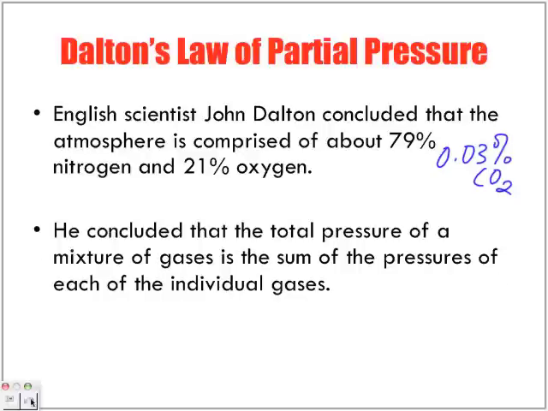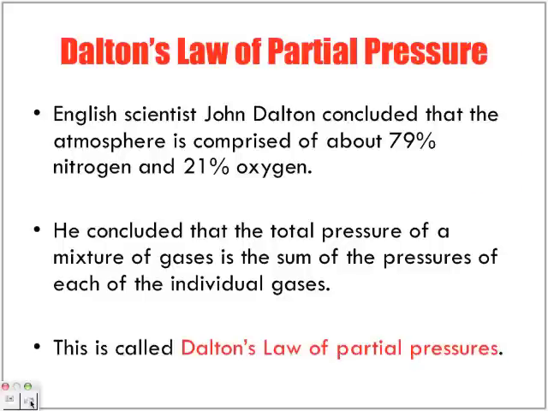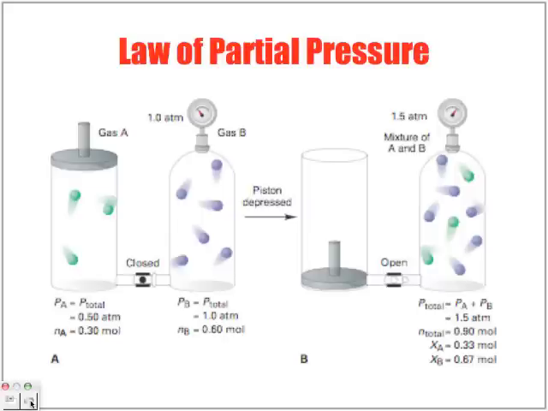He concluded that the total pressure of a mixture of gases is the sum of the pressures of each of the individual gases. So what he said was, if we combine all of these, we are able to get the total gas pressure of the atmosphere. This is called Dalton's Law of Partial Pressures. According to his law, if we had two gases and we decide to compress one of the gases, we would be able to combine the two gases within this mixture.